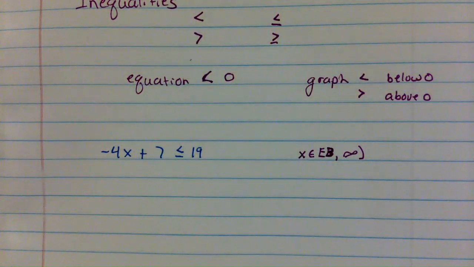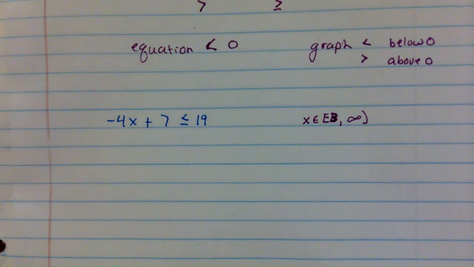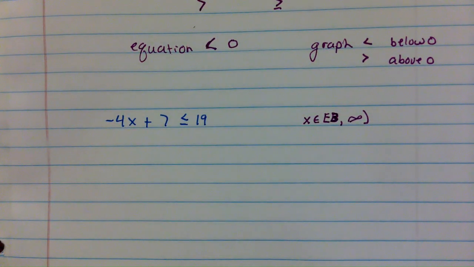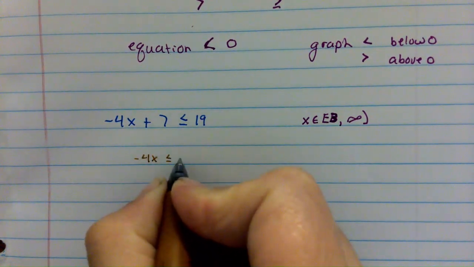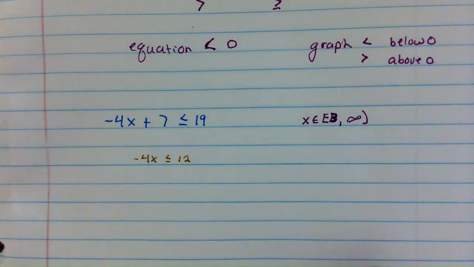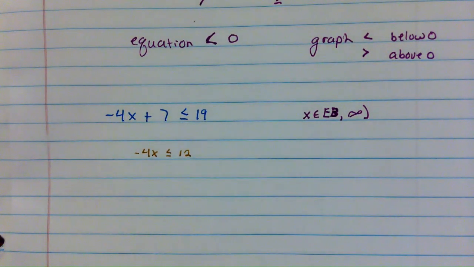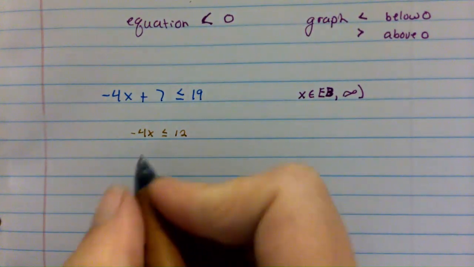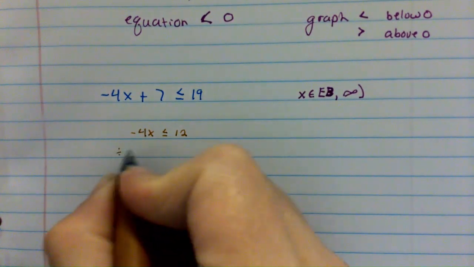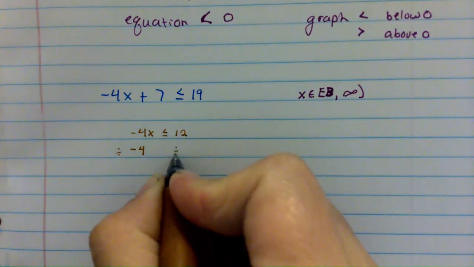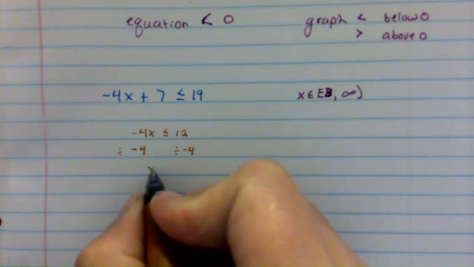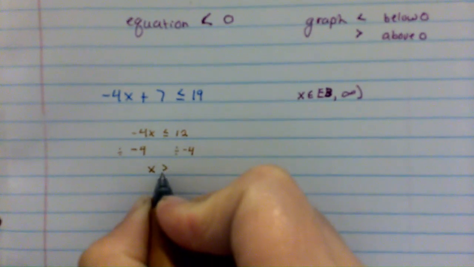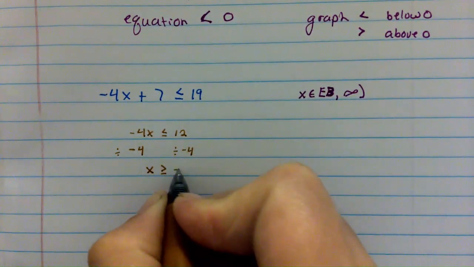So why is this working out that way? If this were an equal sign, the way we would solve it is to subtract 7 from both sides, and we'd find out that negative 4x is smaller than or equal to 12. Okay, this is a less than. Why did that go bigger? Well, we have to divide by negative 4 on both sides. And when you divide by a negative, you flip your inequality. So 12 divided by negative 4 is negative 3.